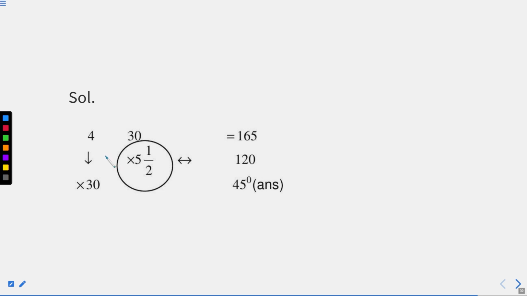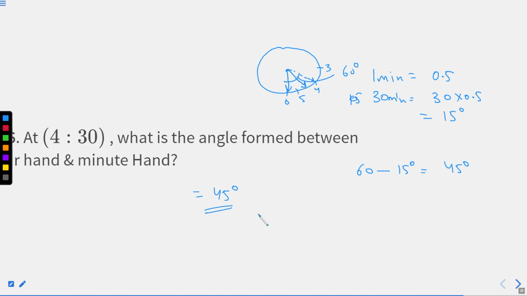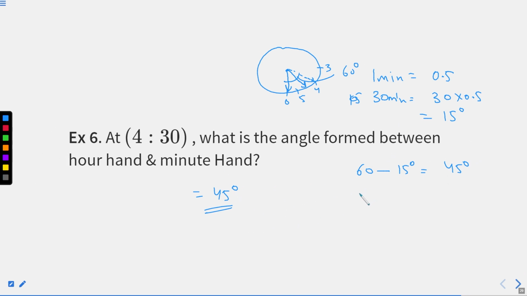For that, what we can do, we know that the angle is 30, right? And the angle moved by our hand is 30 into this, which comes out to be 120. This comes out to be 165. Eventually our answer is 45 degrees. Or you can use directly the method that I have shown you here as well, right?